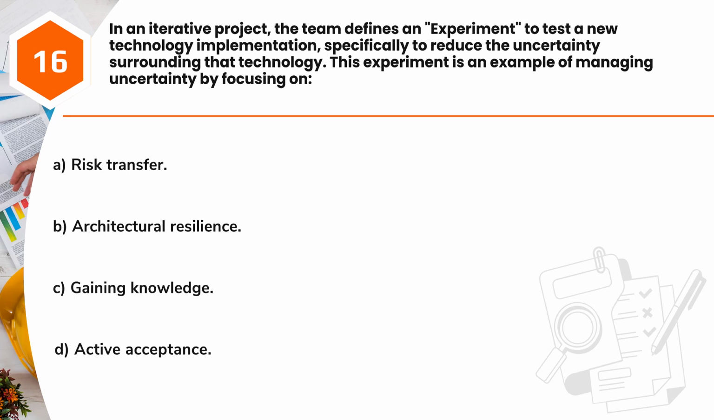Question 16. In an iterative project, the team defines an experiment to test a new technology implementation, specifically to reduce the uncertainty surrounding that technology. This experiment is an example of managing uncertainty by focusing on A. Risk transfer. B. Architectural resilience. C. Gaining knowledge. D. Active acceptance.